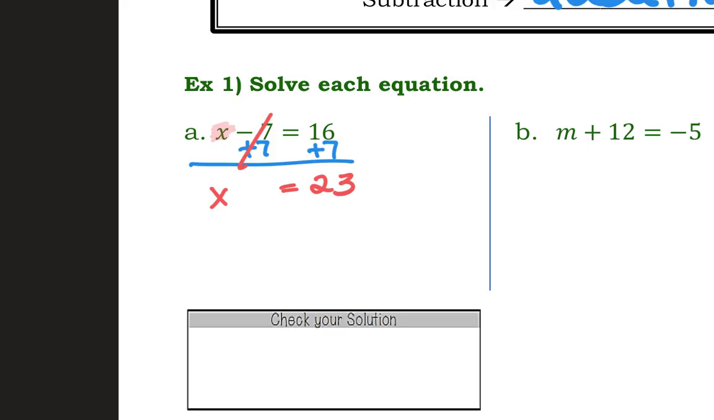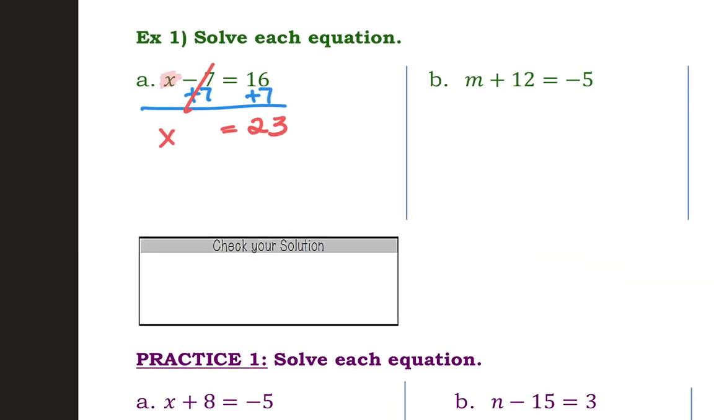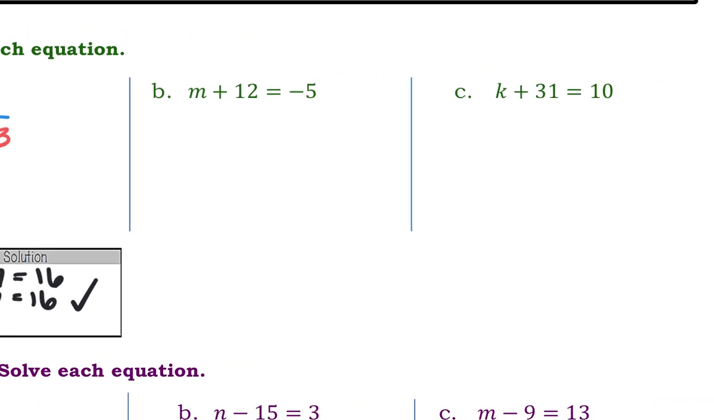Now, if you want to, you can check your answers. You can write down the original equation, plug in your x value. Is 23 minus 7 equal to 16? Yes. It's the same thing. All we're doing on the first part is just the difference of adding and subtracting. So here, if I'm adding 12, what's the opposite of adding 12? Subtracting 12. So those of us that remember this, good.